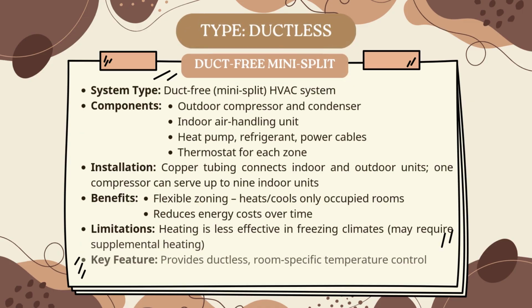Another type of HVAC is ductless. The first one is the duct-free mini split. The duct-free mini split system is a ductless HVAC option that consists of an outdoor compressor, multiple indoor units, and a thermostat for each zone. One outdoor unit can support up to 9 indoor units, and it can also provide flexible zoning and reduce energy consumption over time. However, it may not be effective in extremely cold climate for heating.